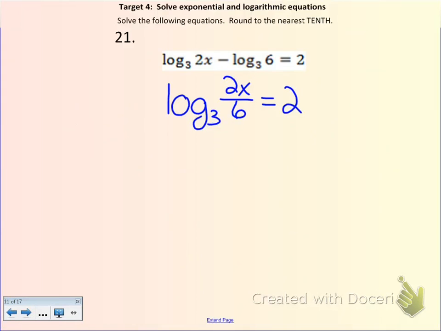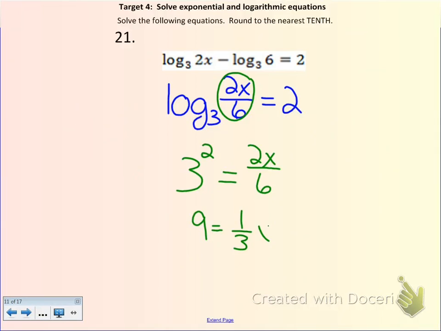Now, this is in logarithmic form. It's not doing a lot for us right now, so we're going to turn it into exponential form. So the base is 3, the exponent is 2, and that equals what's next to the log, right here, 2x over 6. And now it's just a matter of solving this equation. 3 squared is 9. I'm going to go ahead and simplify the 2 over 6 and make it 1/3 times x.